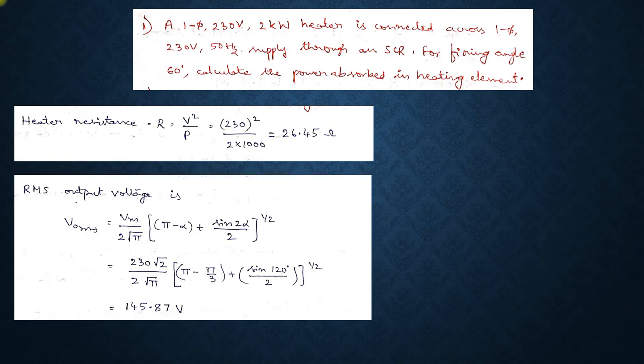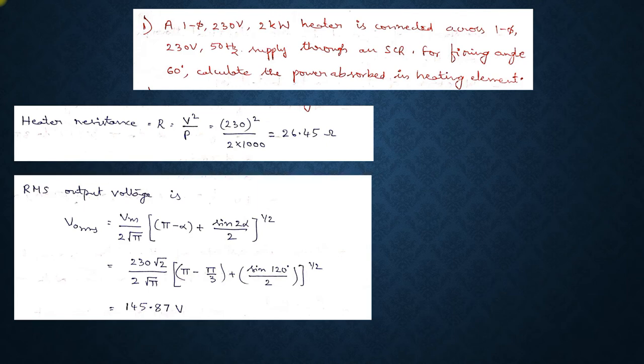So V naught RMS is equal to Vm by 2 root pi into, pi minus alpha plus sine 2 alpha by 2, whole power 1 by 2. This is the formula for V naught RMS. If you missed my lessons, I have already uploaded one video on how to find the RMS output voltage and average output voltage for the single phase half wave rectifier. You just go and check it once. So this is the formula.